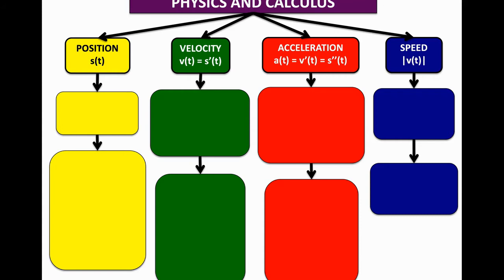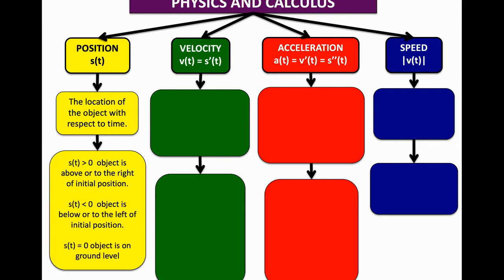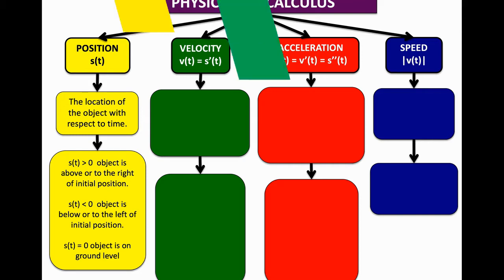So here I have for you one of the tree maps from the website. I'm going to very quickly go through this. The yellow tree branch there is meant to talk about position. Position is just the location of some object with respect to time. Now, what that time frame is and how you define the location totally depends on the problem. So don't assume it's one-size-fits-all.